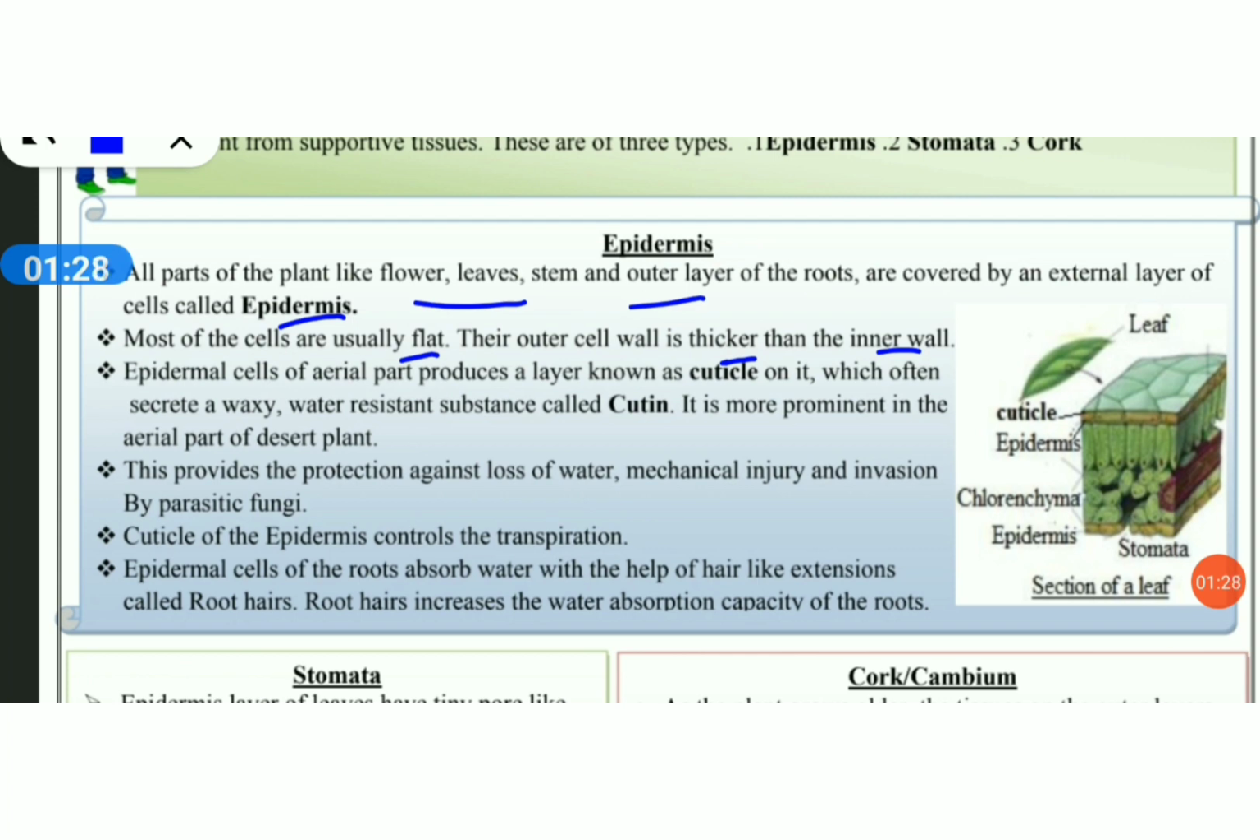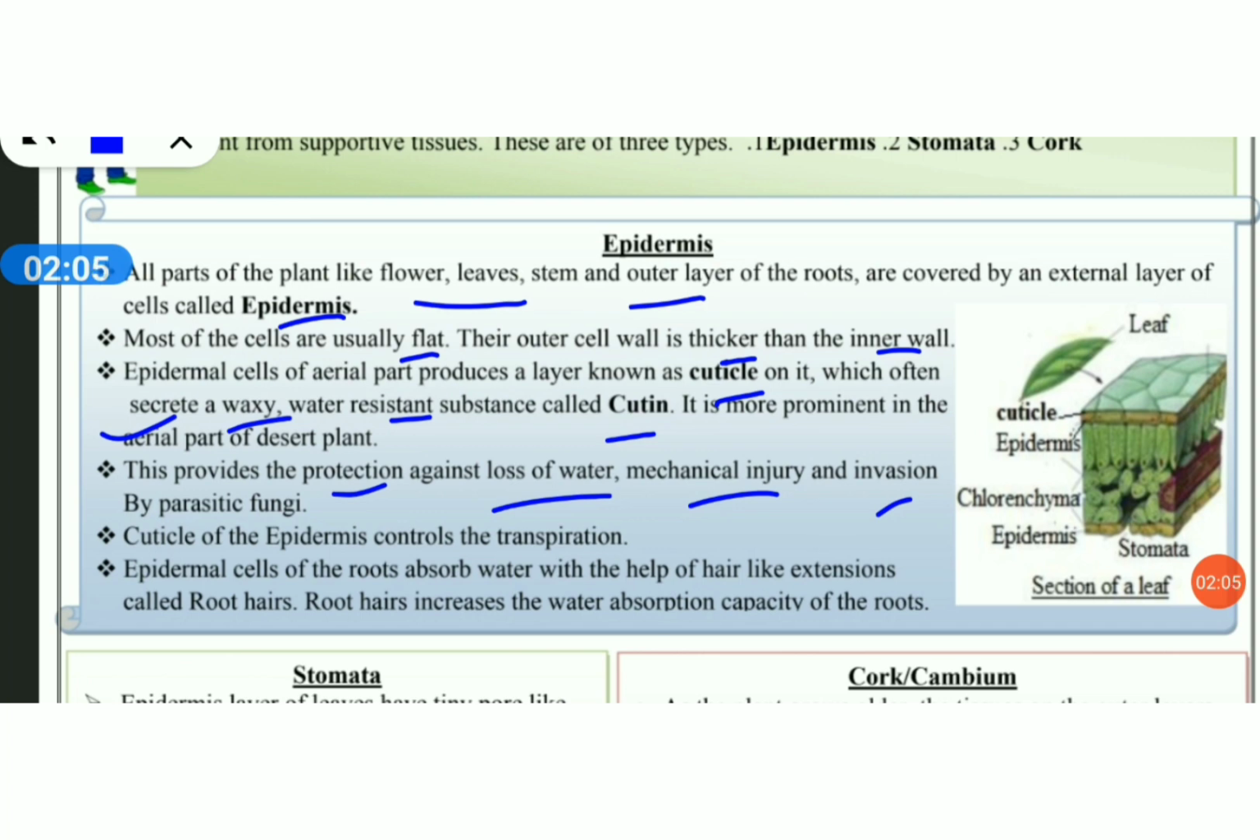Now these epidermal cells of aerial parts have a layer which is known as cuticle, which often secretes a waxy water resistant substance which is known as cutin, and it is most prominent in aerial parts of the plant. Now the function of this waxy water resistant substance is that it prevents the loss of water from the plants, also mechanical injury and invasion by parasitic fungi.